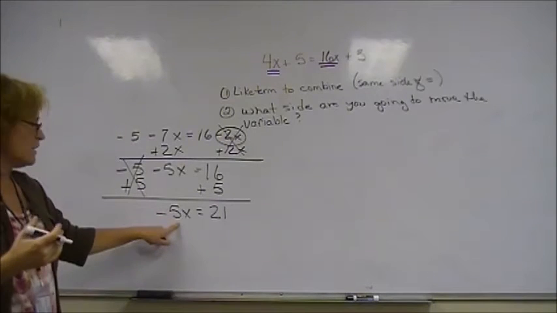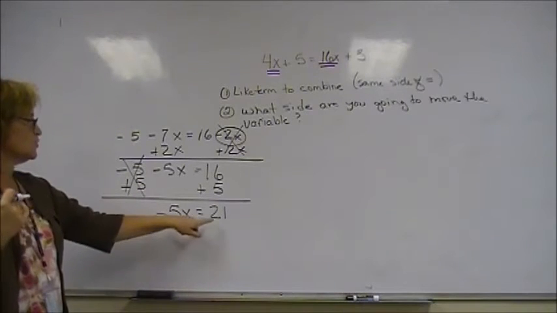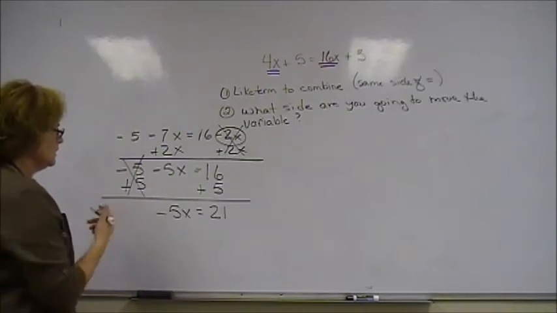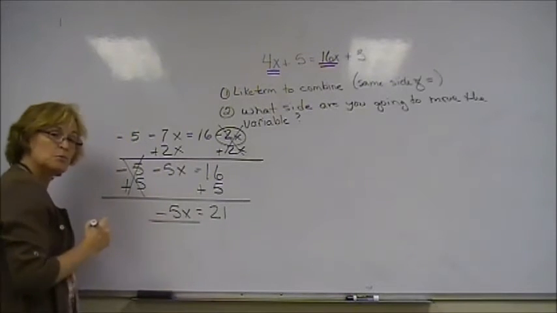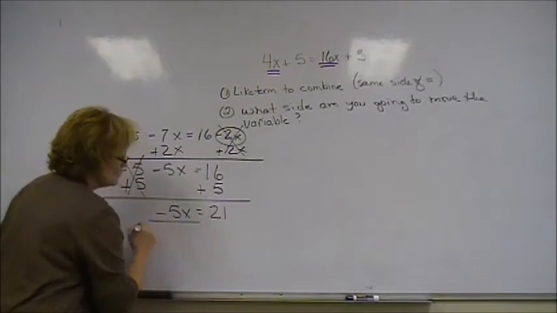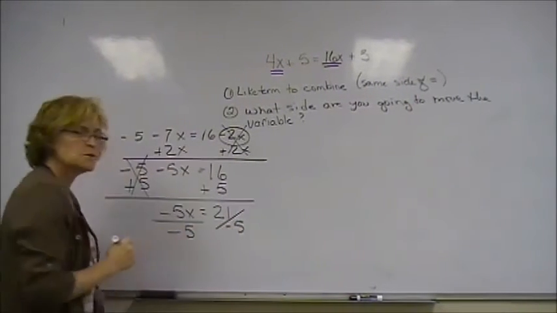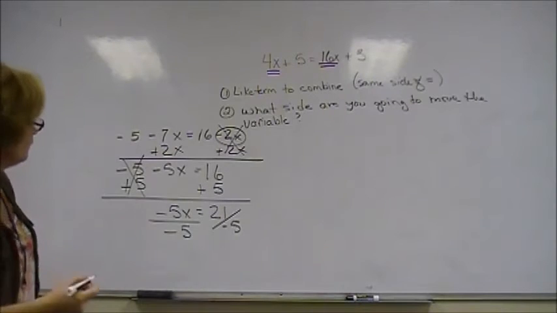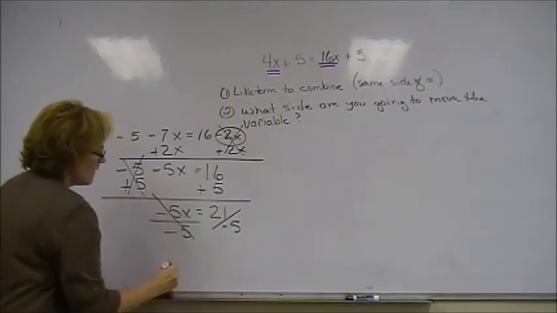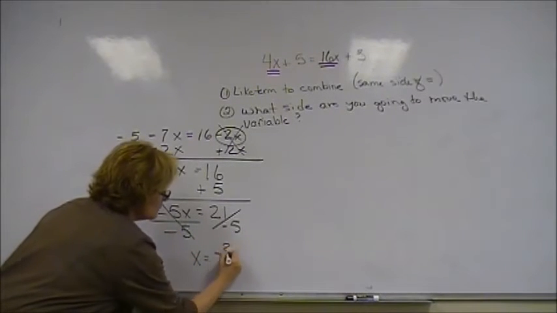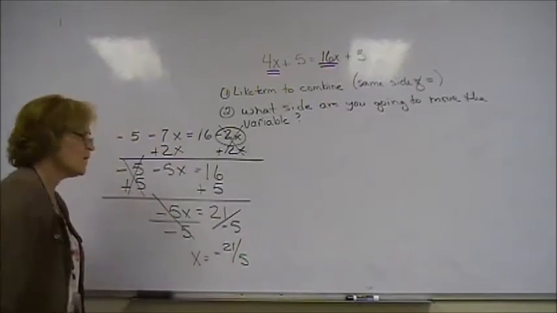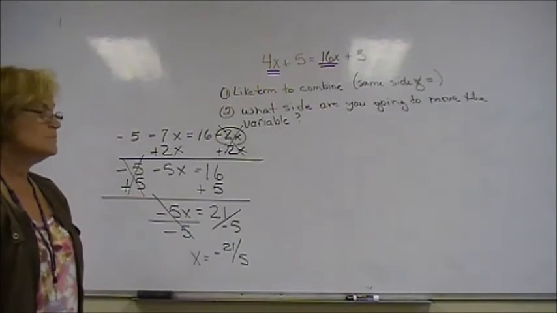Now I have -5x is equal to 21. So what does x equal? I have to do the multiplicative inverse, which means I'm going to divide by -5 or multiply by -1/5. Those cancel out. X is equal to -21/5. Am I finished? No?